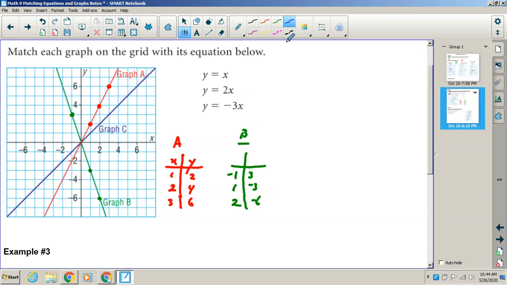And then the last graph, graph C, we'll take, I don't know, this one. Let's just do these three in a row here. So this is 3 and 3.